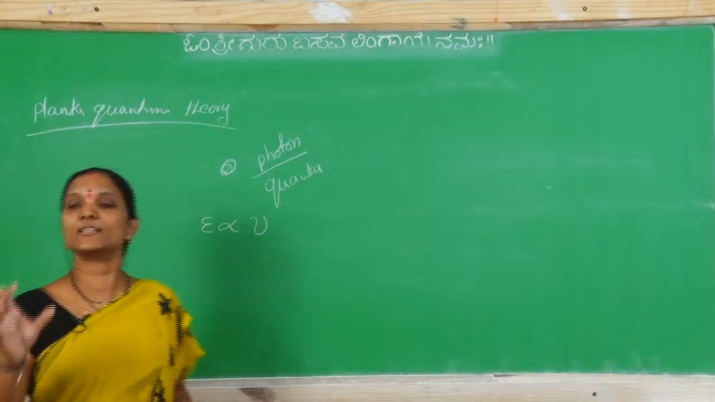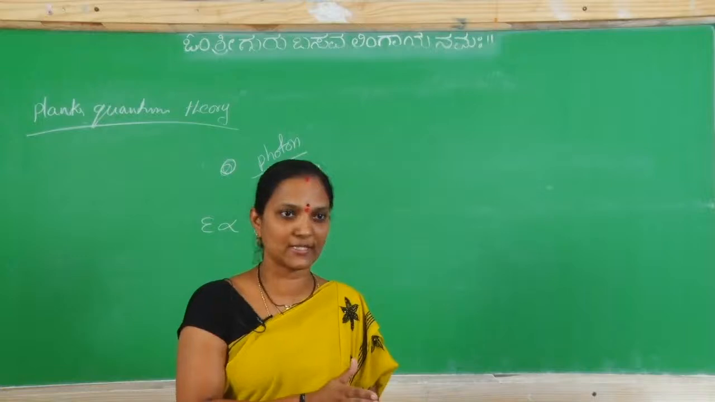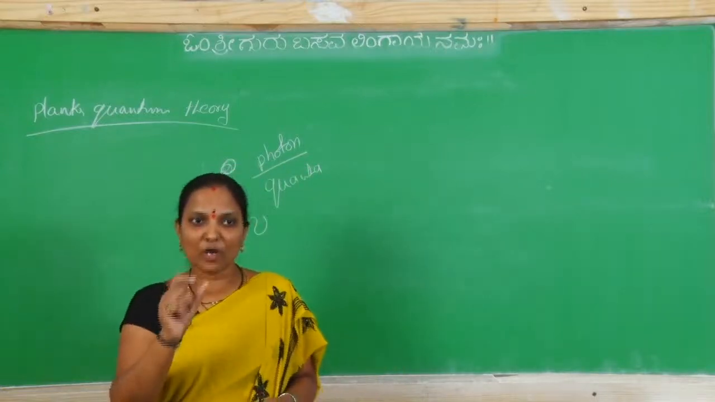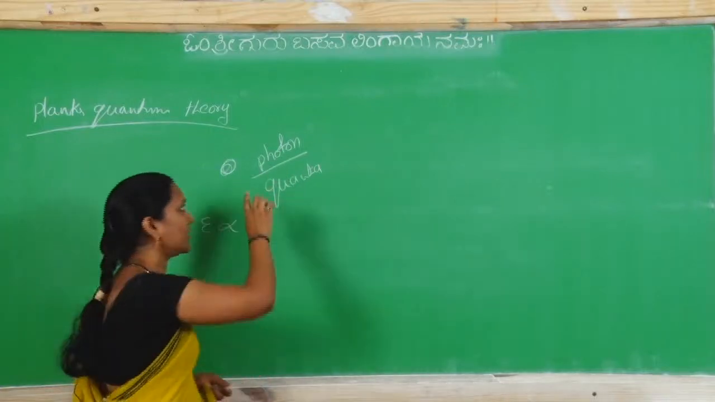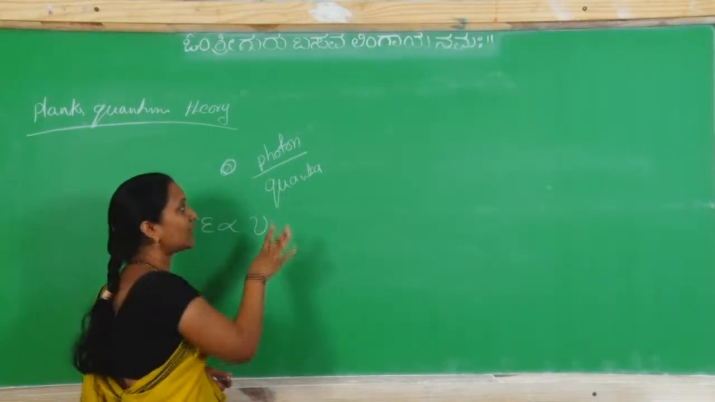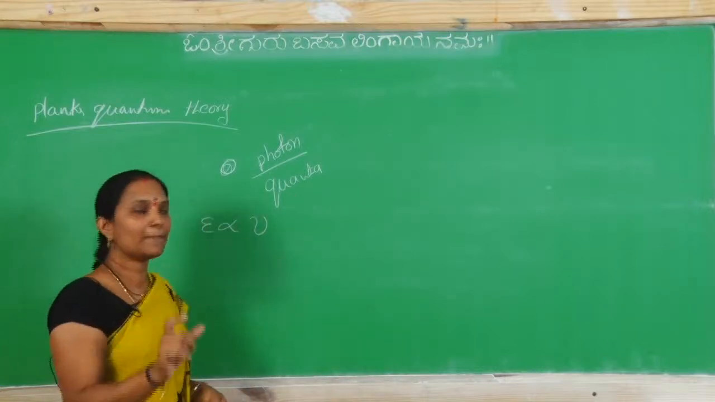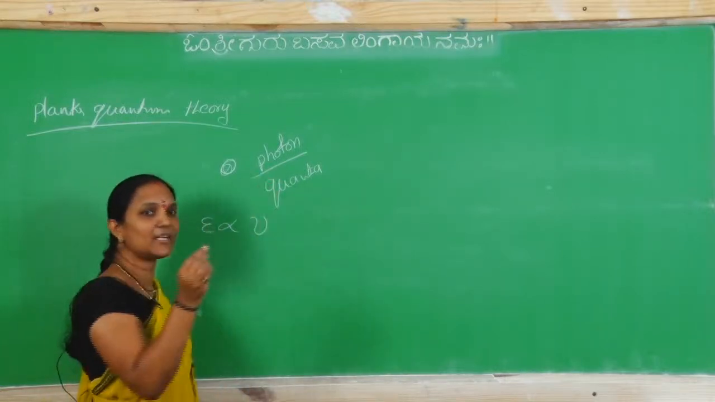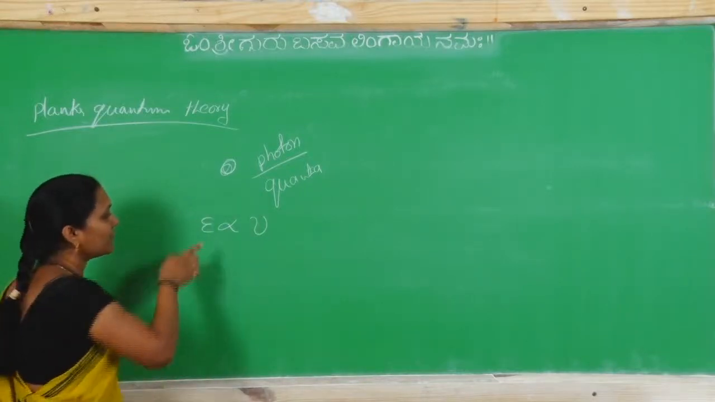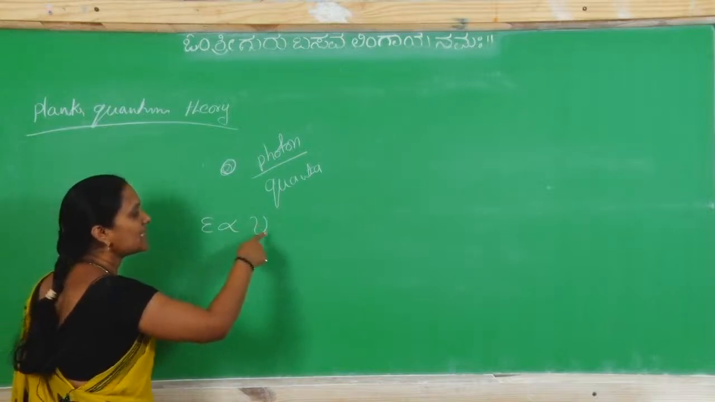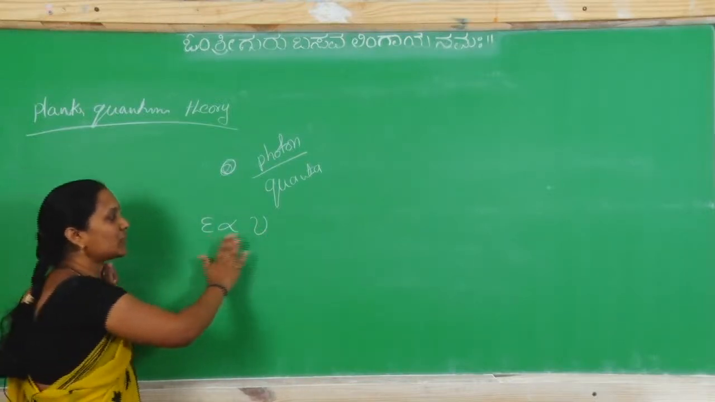So any body that emits or absorbs energy discontinuously, in the form of small packets, that packet is called a photon if it is light energy. For any other energy, it is called a quantum, but energy is emitted in the form of a packet only. For example, light energy is emitted in the form of a packet but propagates in the form of a wave. The energy of the packet is directly proportional to its frequency.